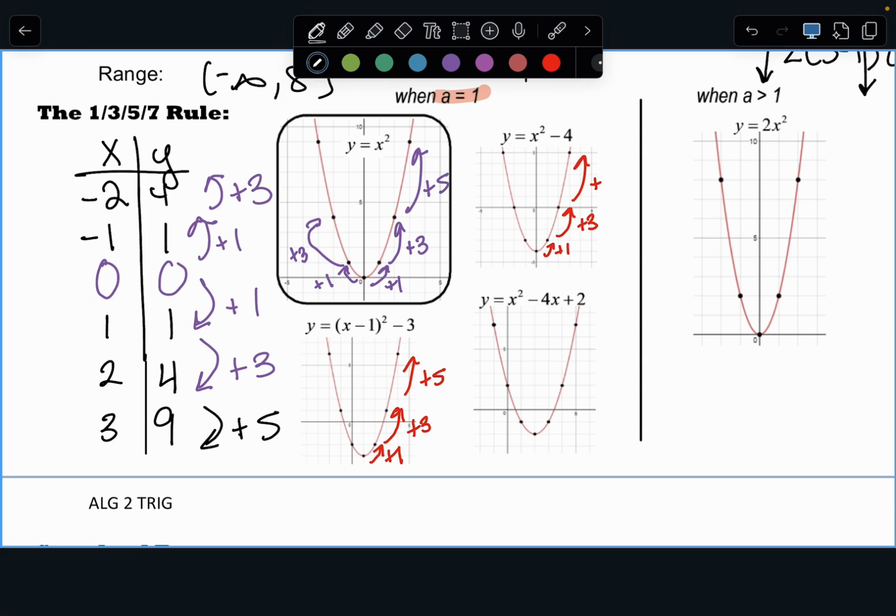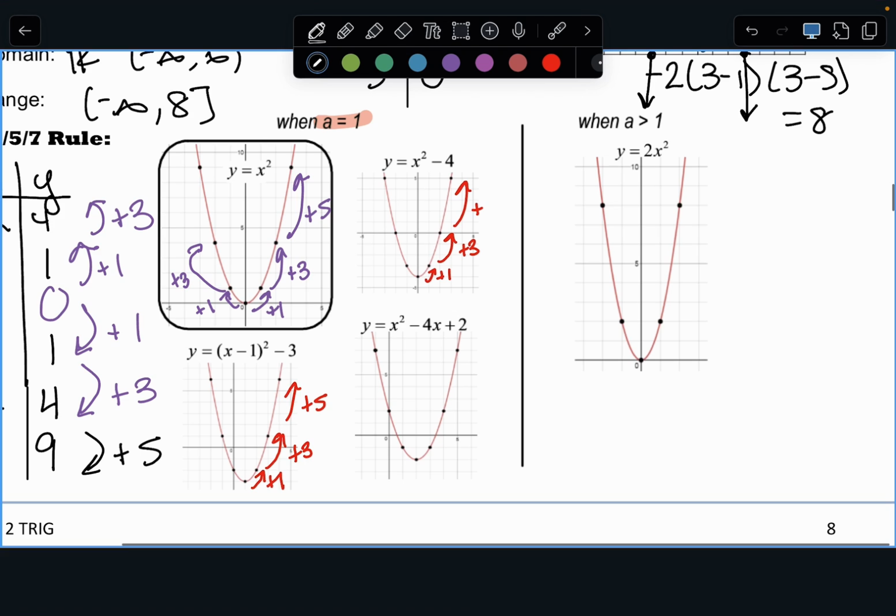I promise. So is it 3, 5, 7? 1, 3, 5, 7. Has to start with 1. Okay, so that's when A is 1. We have 1, 3, 5, 7. If A is anything else, the trick still works. We just have to multiply our 1, 3, 5, 7 by A.